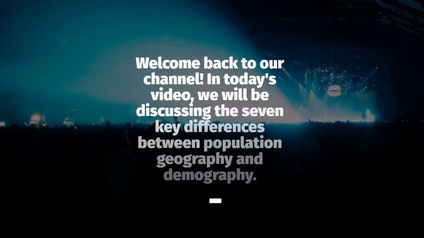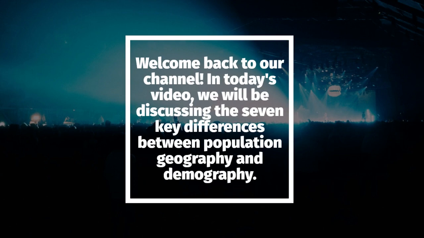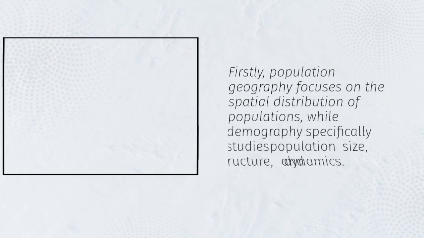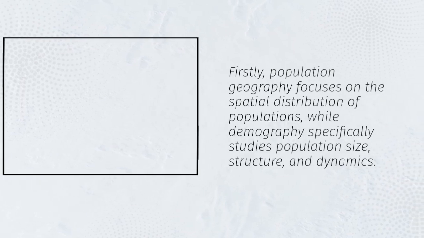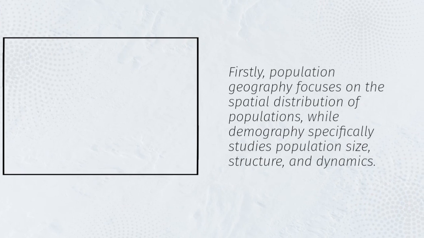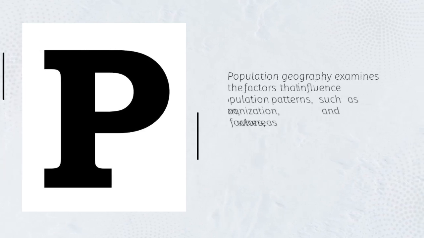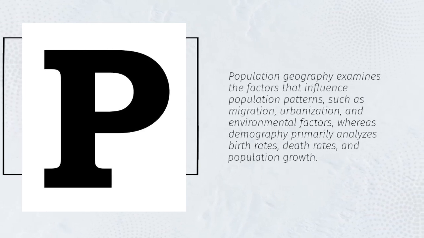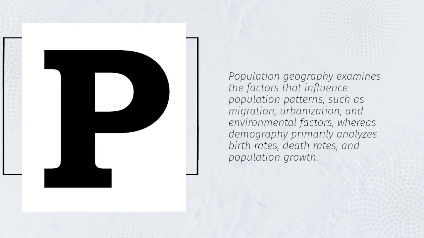In today's video, we will be discussing the 7 key differences between population geography and demography. Firstly, population geography focuses on the spatial distribution of populations, while demography specifically studies population size, structure, and dynamics. Population geography examines the factors that influence population patterns, such as migration, urbanization, and environmental factors, whereas demography primarily analyzes birth rates, death rates, and population growth.